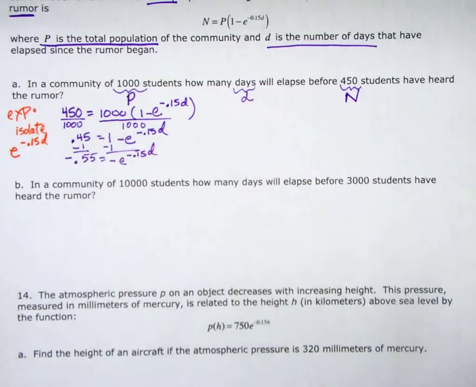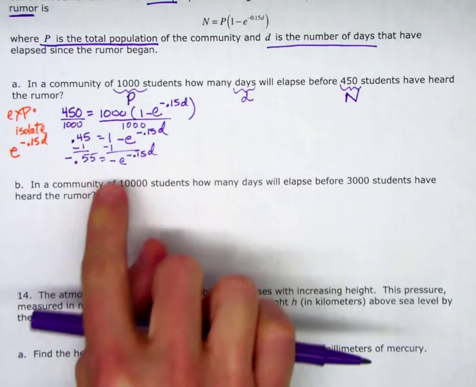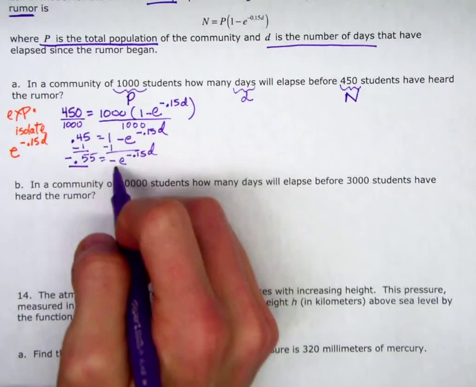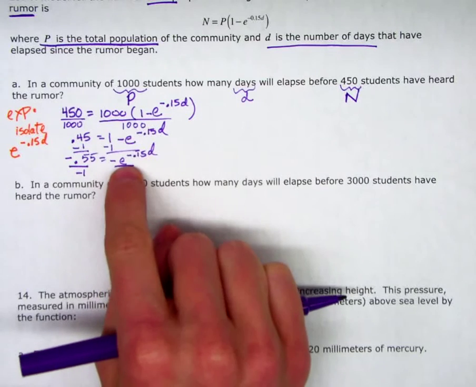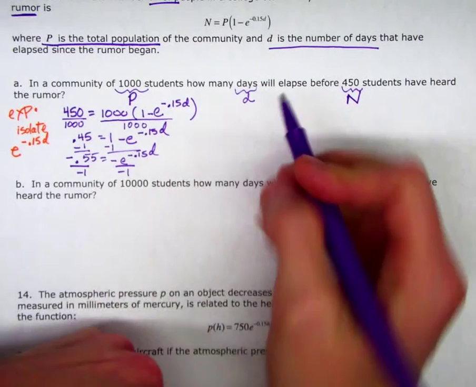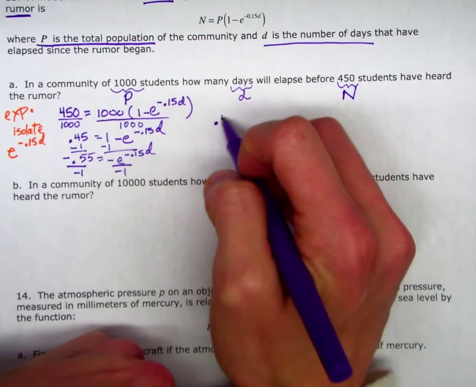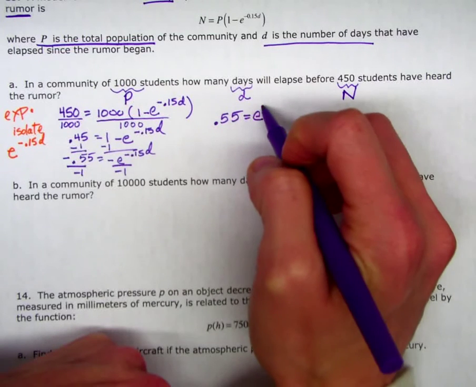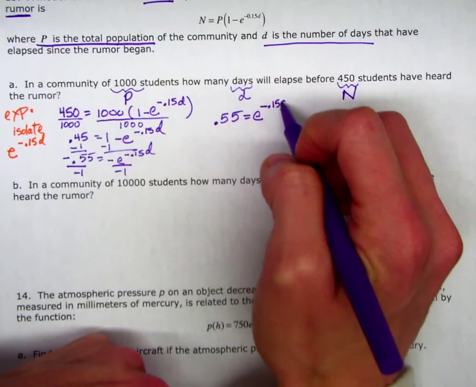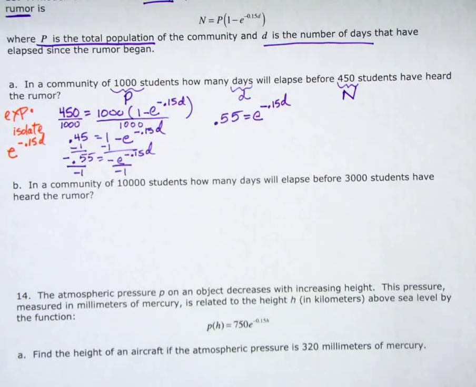Can we change forms yet? No, there's the negative. Perfect. So we're going to divide both sides by negative 1 to remove the negative in front of this exponential part. So when we do that, we now have 0.55, it'll be positive now, equals e to the negative 0.15 d. So it's a lot of work just to isolate the exponential part.